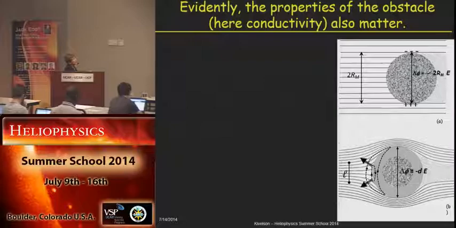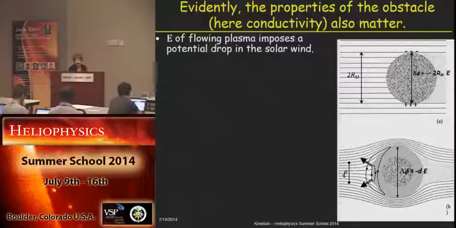And you'll notice there's a big difference in these two diagrams between what actually happens as the flow reaches the obstacle. So, we're assuming now a sub-magnetosonic flow, so I don't have to worry about shocks. The electric field of the flowing plasma imposes a potential drop in the solar wind. If there's an E, I can write it as minus grad phi in the steady state, and so there's a potential drop across.